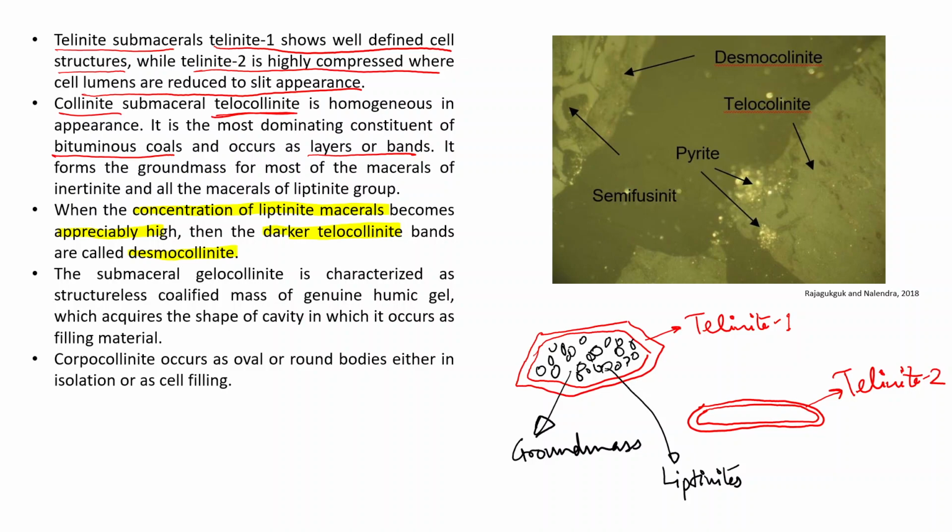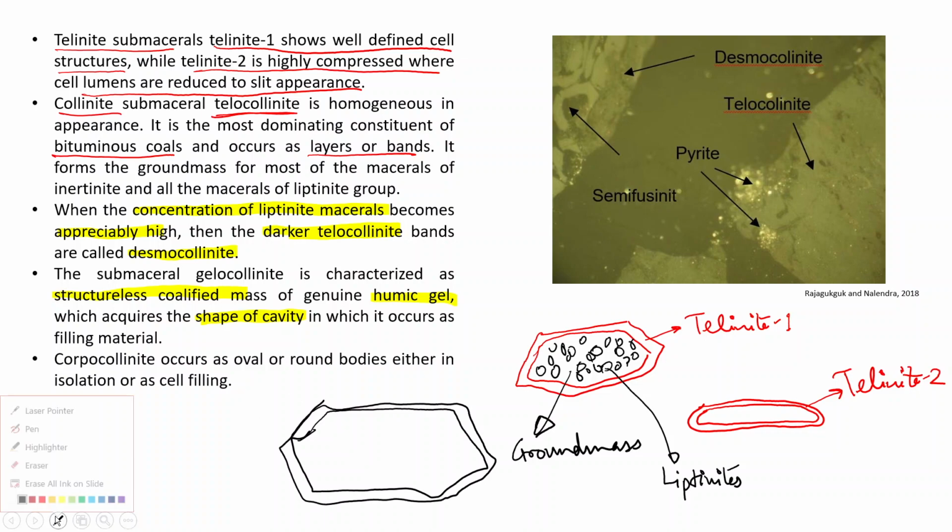The submaceral geocolinite is characterized as the structureless colified mass of humic gel, which acquires the shape of the cavity in which it occurs as filling material. Now, imagine that this is the cavity of the cell. This is the outer cell wall structure. This is the cavity of the cell, and this cavity is filled with some jelly-like material. It is gel.